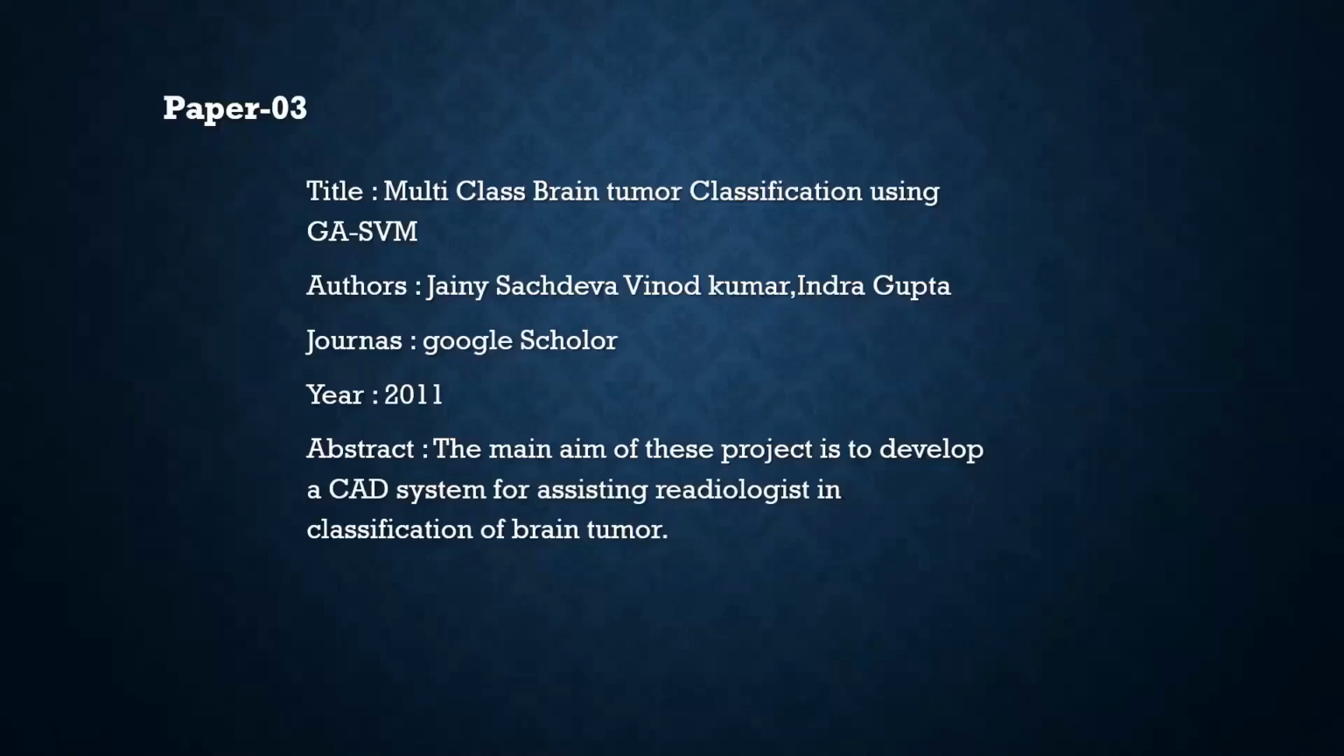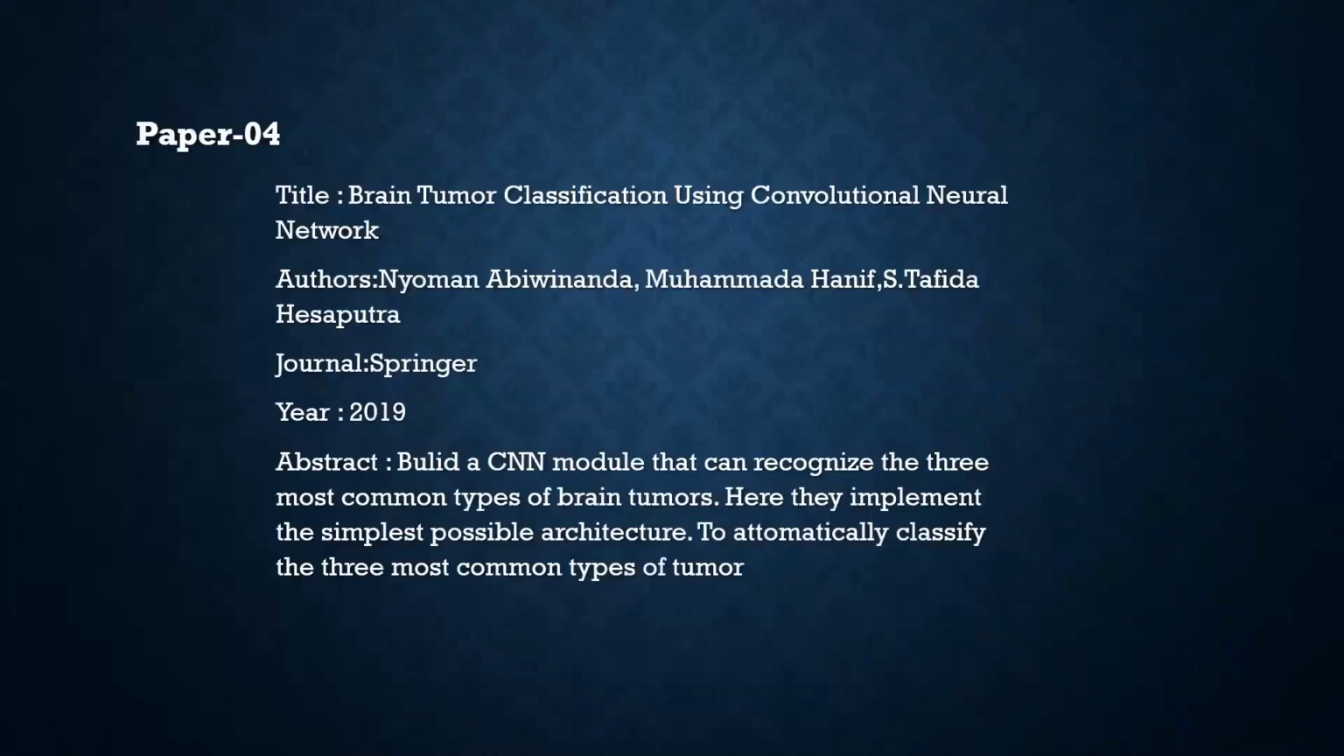Moving on to the next paper. The project title is Brain Tumor Classification Using Convolutional Neural Network. Here, the doctor has to inspect the MRI images of the patient. For a large amount of data and different specific types of brain tumors, this method is time consuming. So in this project they plan to attempt a CNN model that can easily recognize and classify the three most common types of brain tumor.